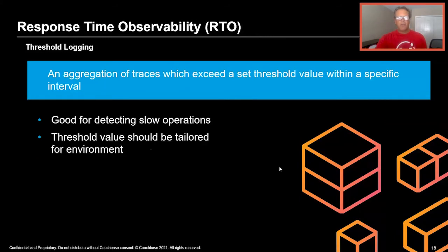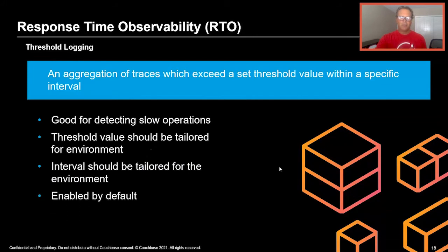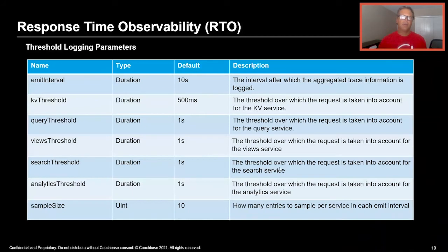The threshold value and the interval should be tailored for the environment. It's enabled by default, and if we look at the parameters that are available, first of all, we have the emit interval, which defaults to 10 seconds. So every 10 seconds, the SDK will generate a report, and if there are any operations that met these thresholds, it will write that operation and some additional information to the log, or to the report, which will go into your logs.